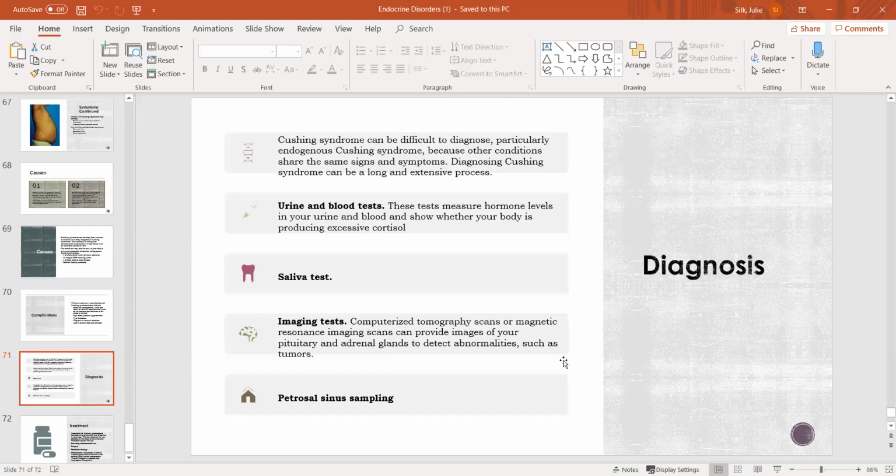To diagnose this, it's kind of difficult to diagnose, but they can do urine and blood tests to measure your hormone levels to see if you have too much of all of that. There is some kind of saliva test, I guess, that they can do with this. Of course, you could do imaging scans to look at those areas where those glands are. And then there's something called petrosal sinus sampling. So you actually can go up this person's nose with this, I don't even know what to call it, this thing that can get a piece of their gland to test and make sure that's what it is.